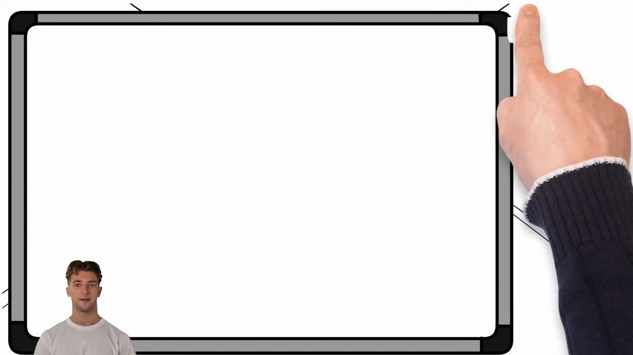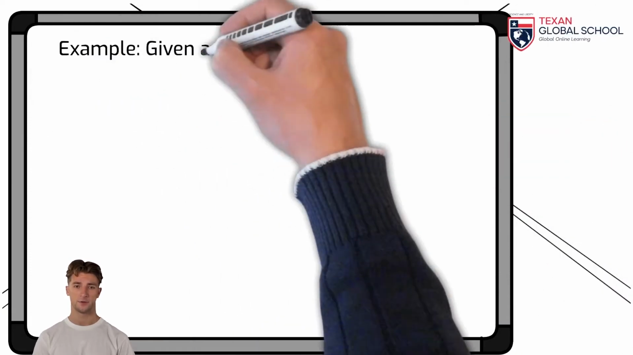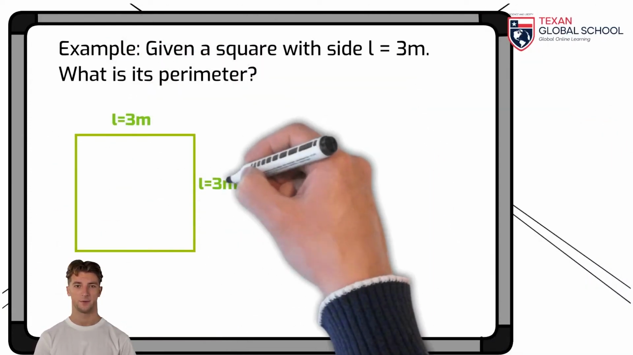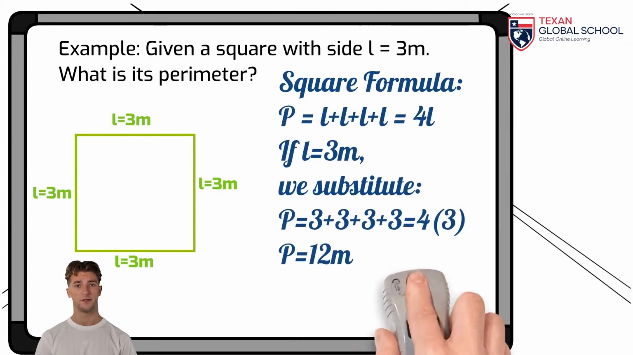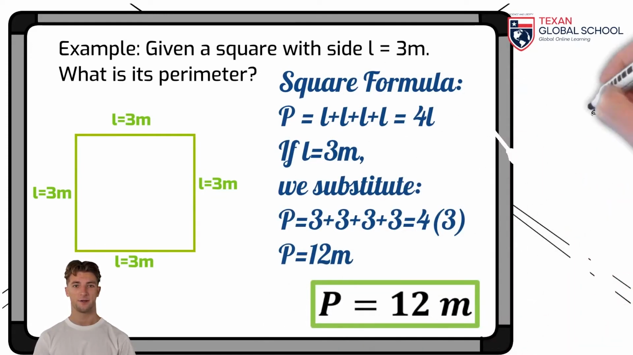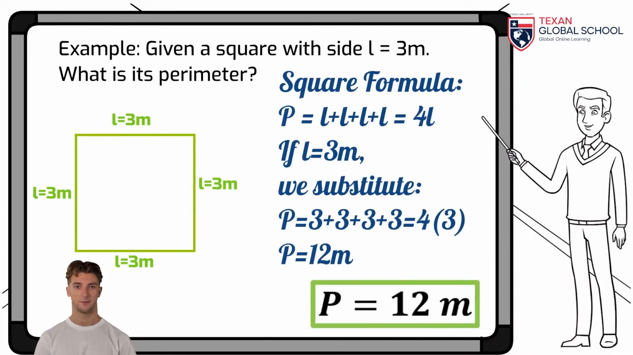For instance, given a square with side L equal to 3 meters, what is its perimeter? Using the first formula, we can see that we would add 3 plus 3 plus 3 plus 3. Or we just multiply 4 by 3. In both cases, we obtain that the perimeter of this square is 12 meters. It is very important to put the requested units of measure in the problem.